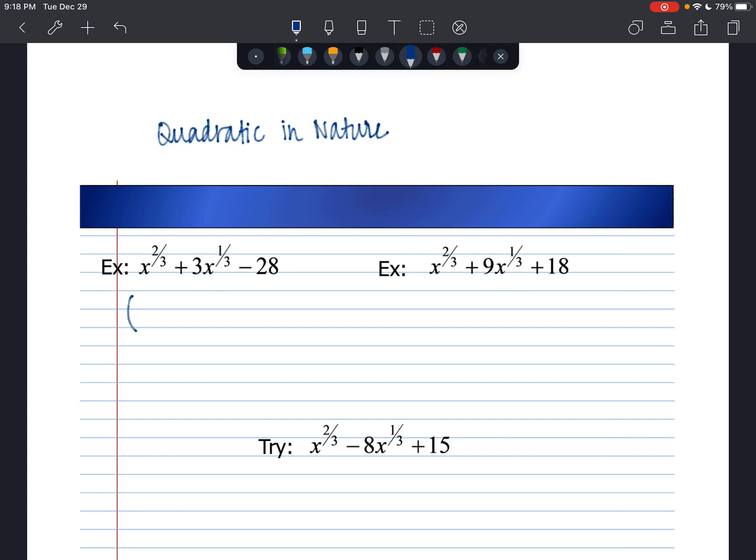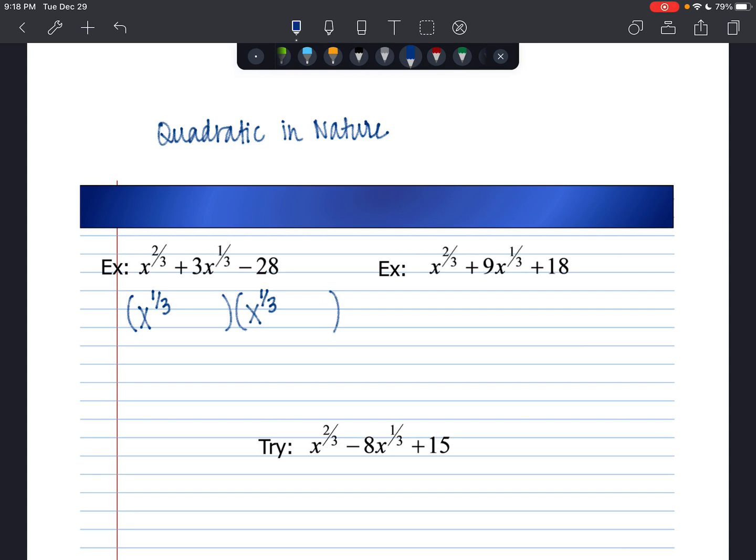Well, I'm going to make two binomials. How do we get back to x to the 2/3? That's going to be x to the 1/3 times x to the 1/3. You keep the base, add the exponents. 1/3 plus 1/3 is 2/3. So that's true.